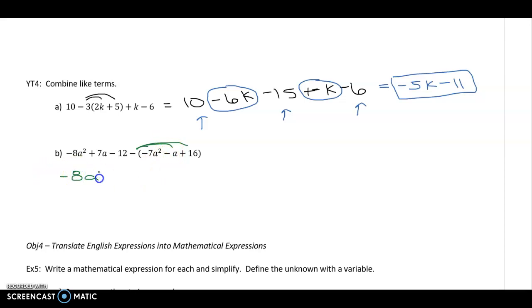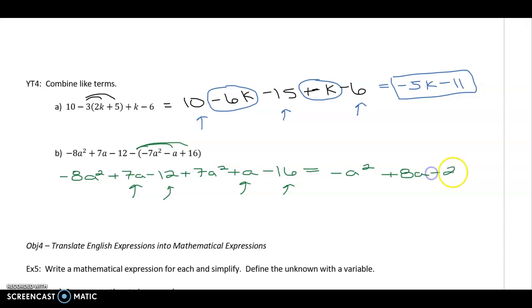I'm going to leave the negative 8a squared plus 7a minus 12. A negative times a negative is a positive, so it's going to be positive 7a squared plus a minus 16. And when we clean all that up, we should get negative a squared. Then we're going to do plus 7a plus 1a, so plus 8a, and then minus 12 and minus 16 gives us a negative 28. So negative 1a squared plus 8a minus 28.